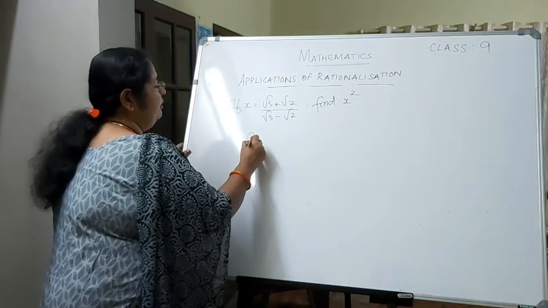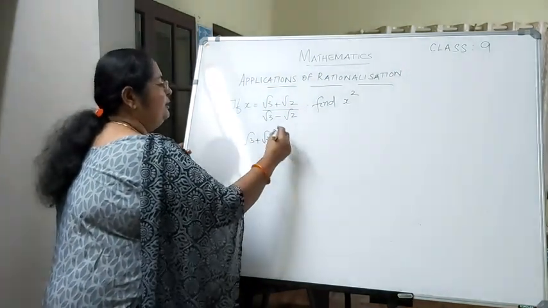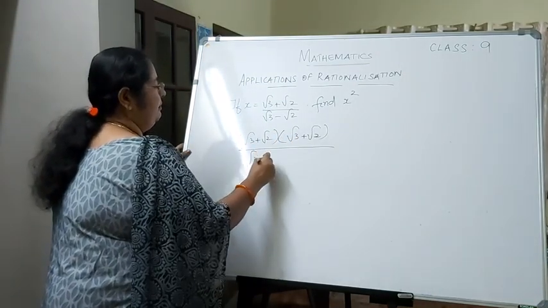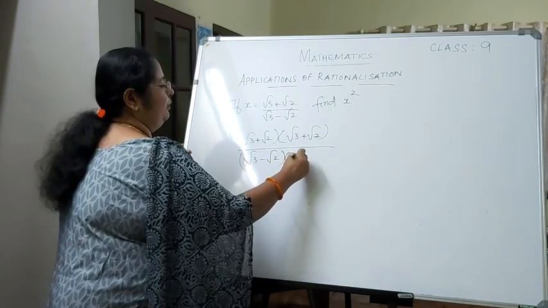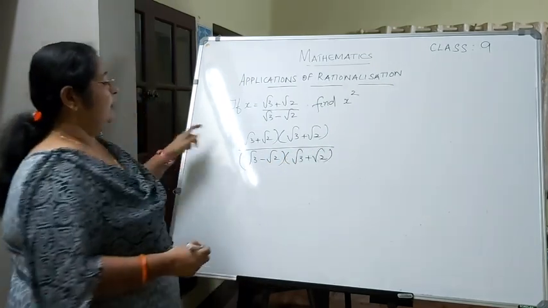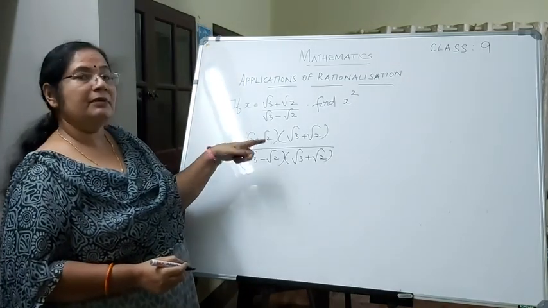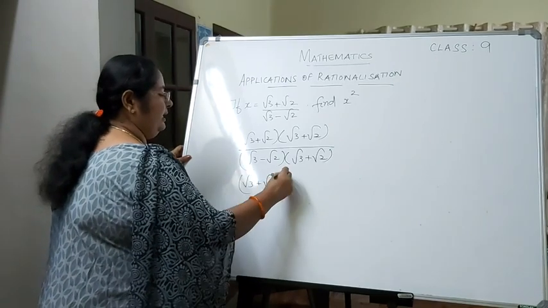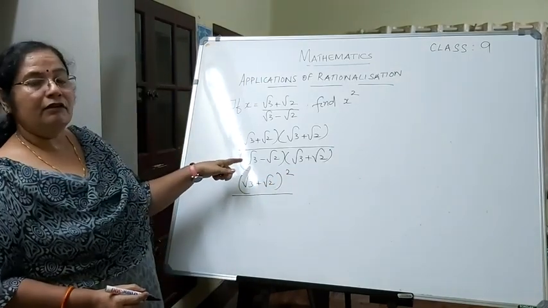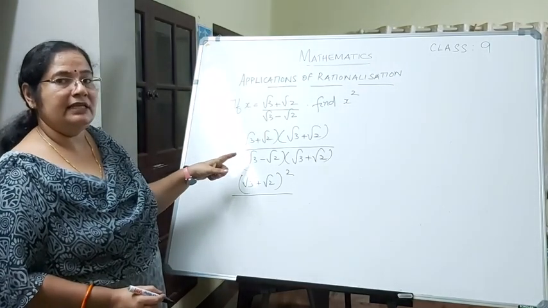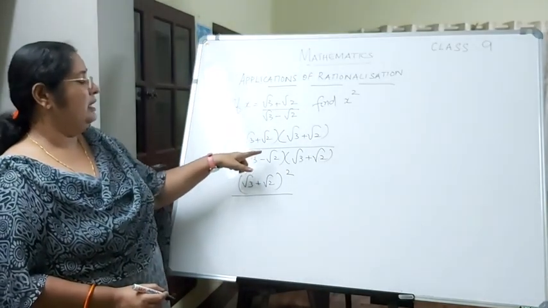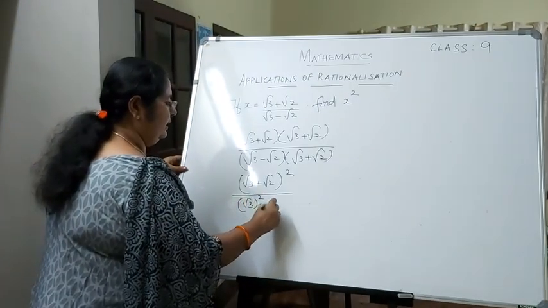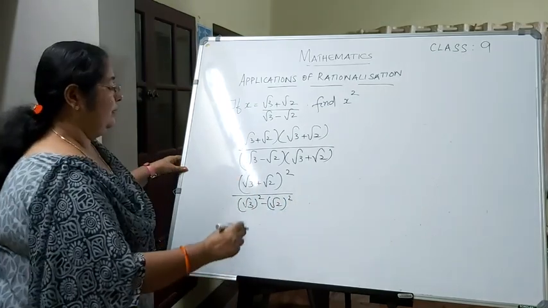So we have (root 3 plus root 2) into (root 3 plus root 2) divided by (root 3 minus root 2) into (root 3 plus root 2). Now this is which form? Root 3 plus root 2 into root 3 plus root 2 means it is the same as (root 3 plus root 2) the whole square, divided by, this is of the form (a plus b) into (a minus b), that is a square minus b square. What is our a? Root 3. And what is our b? Root 2. So this will be root 3 the whole square minus root 2 the whole square.